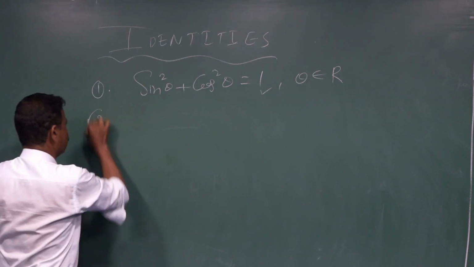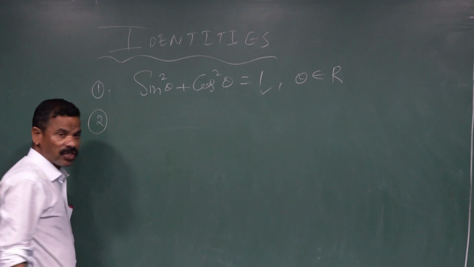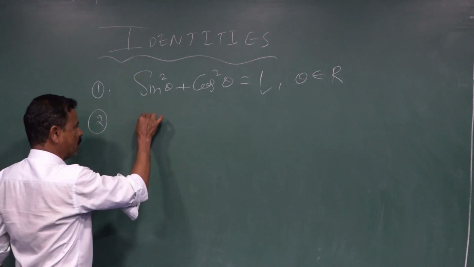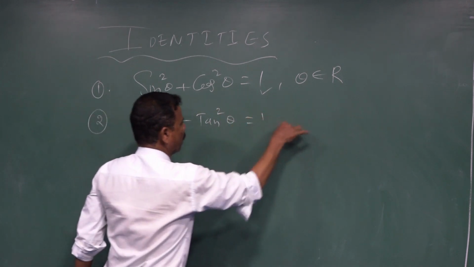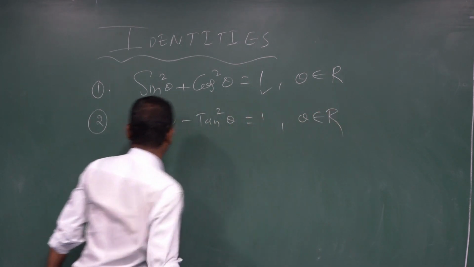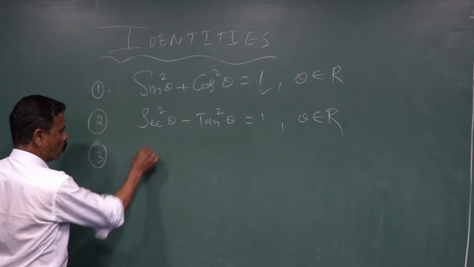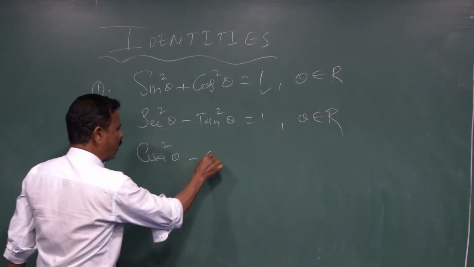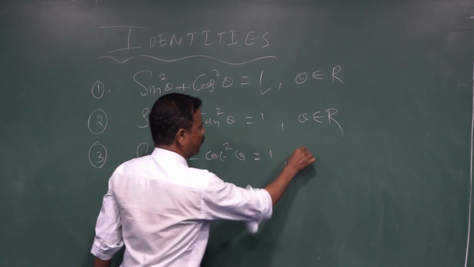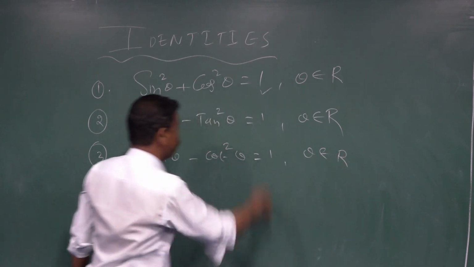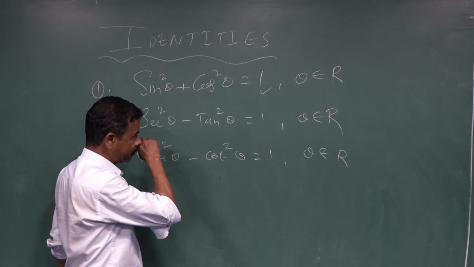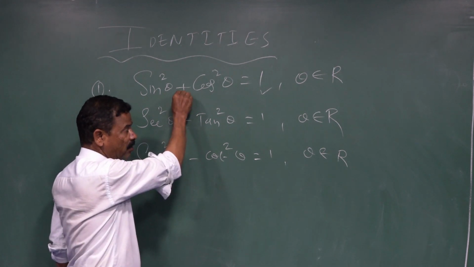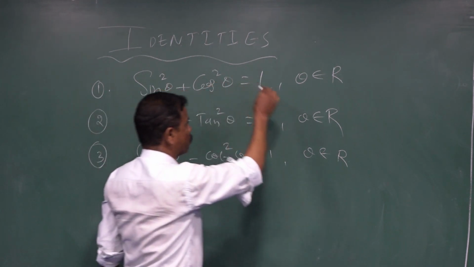Second identity. First identity is sin square theta plus cos square theta is equal to 1. Next, sec square theta minus tan square theta is equal to 1. Here also theta belongs to R. Third identity, cosec square theta minus cot square theta is equal to 1, where theta belongs to R. These 3 only identities. So here, this formula we change it to another way also.